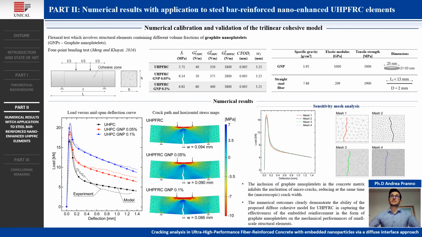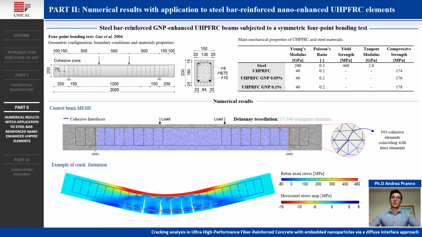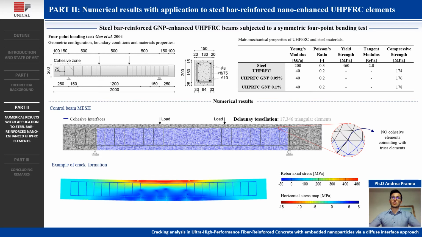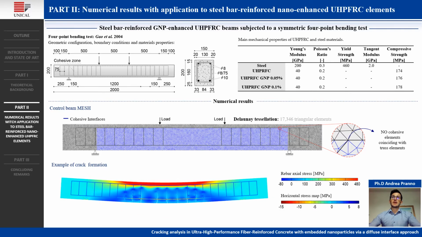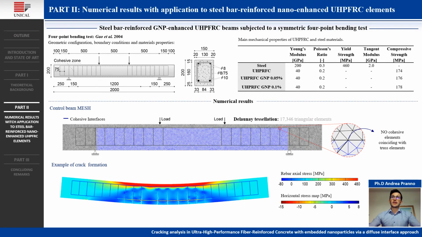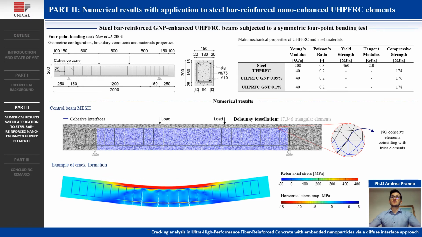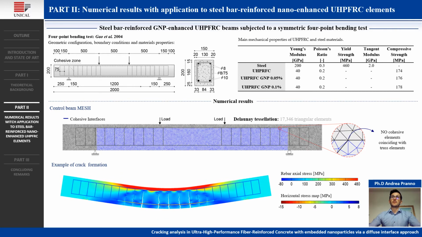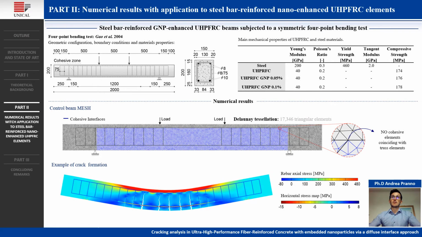Then the proposed fracture approach has been employed to simulate the crack formation in steel bar reinforced ultra-high performance fiber-reinforced concrete enhanced with graphene nanoplatelets and subjected to a symmetric 4-point bending test. The related geometrical configuration, loading condition, and constraints shown in this slide are taken from the experimental test performed on standard reinforced concrete beams found in Gao et al. in 2004. The main mechanical parameters of both the ultra-high performance fiber-reinforced concrete and the steel materials are listed in the table on the right.